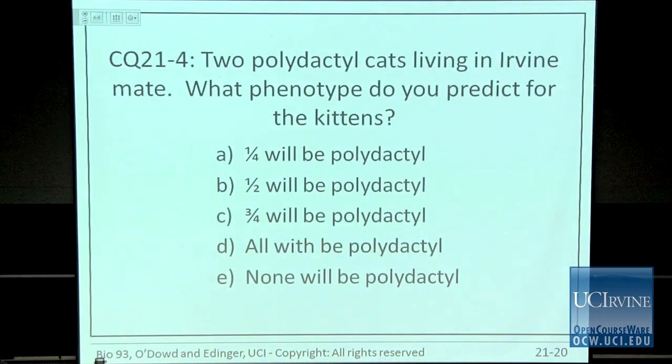Okay, here's an opportunity for you to try it out. 2 polydactyl cats living in Irvine mate. They managed to escape the coyotes and had a litter of kittens. What phenotype do you predict for the kittens? What frequency of the phenotypes? Go ahead and give it a try. You are welcome to talk to your neighbor if you like.